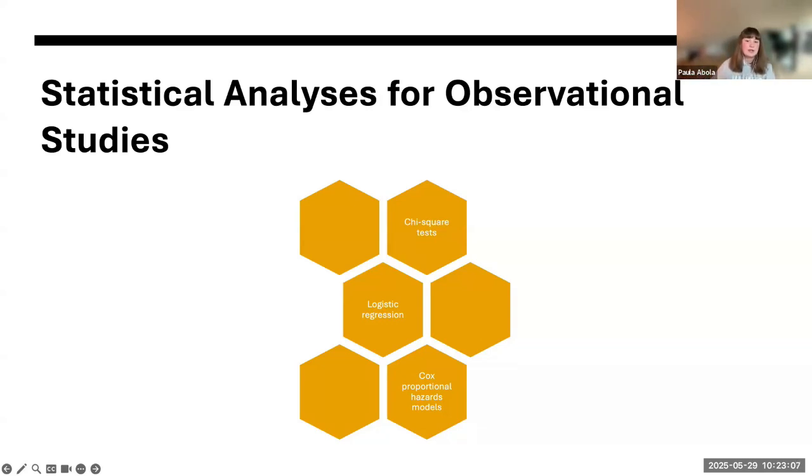So here it gives us a hazard ratio. If logistic regression gave us an odds ratio, then here it's a hazard ratio. And a hazard ratio of more than 1 means higher hazard or risk of the event happening. And a hazard ratio of lower than 1 means lower hazard or risk of the event happening.